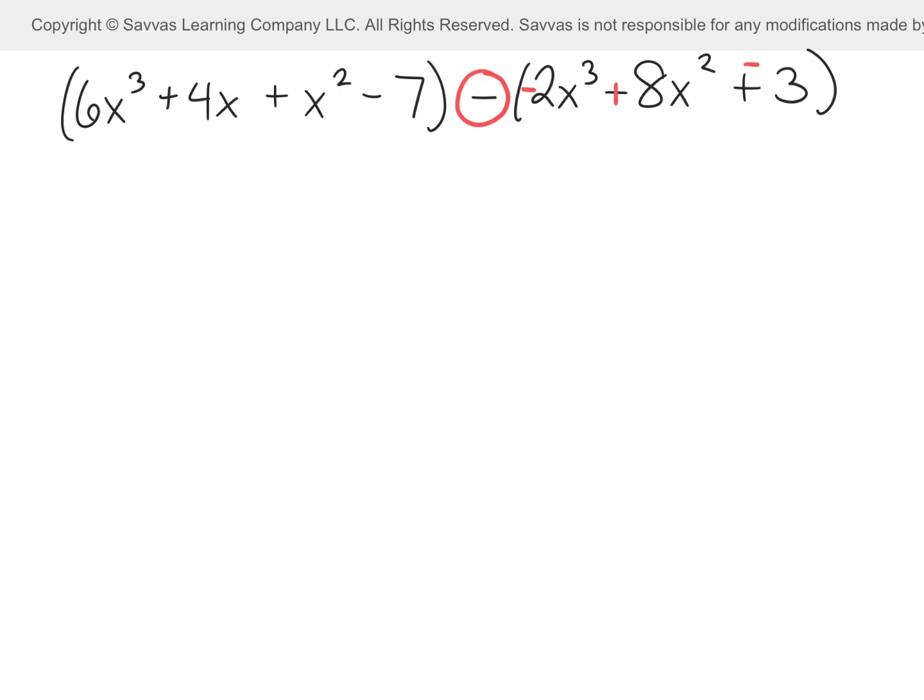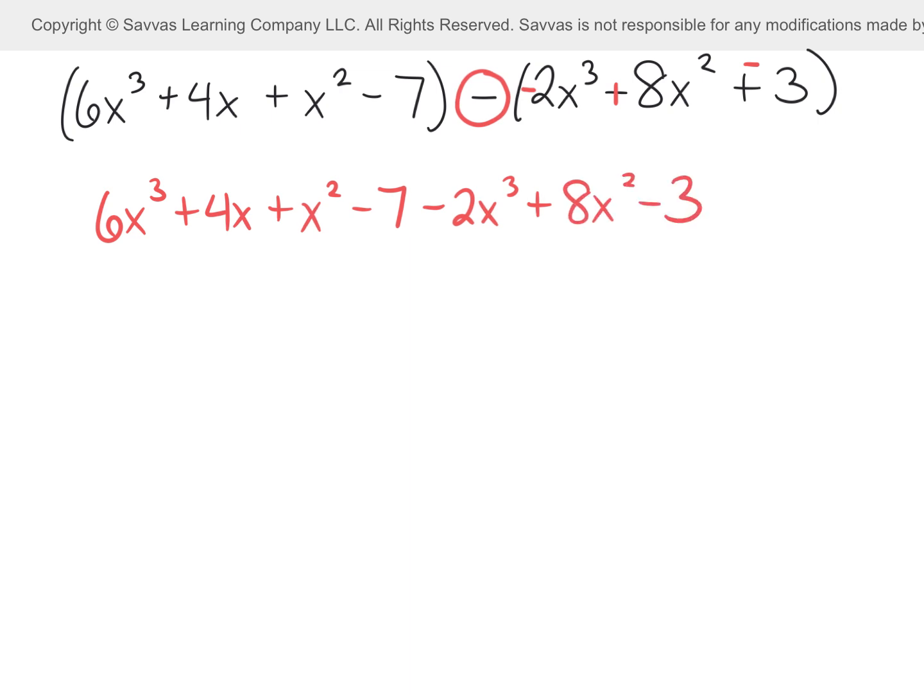Okay, now we can rewrite without the parentheses. So I have 6x to the third plus 4x plus x squared minus 7 minus 2x to the third plus 8x squared minus 3. Correct. Everything in the first parentheses stays the same. Only the second one changes. So what do I need to do next?